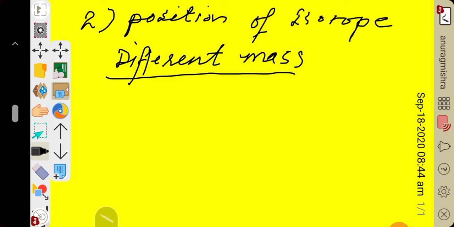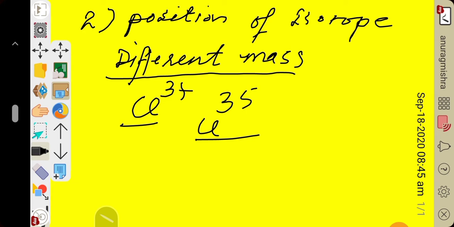For example, chlorine has isotopes 35 and 37: chlorine-37 and chlorine-35. According to Mendeleev's law of the periodic table, they should both have separate positions in the periodic table, but it was not like that. Chlorine has only one position in the periodic table, so he could not explain the position of isotopes.